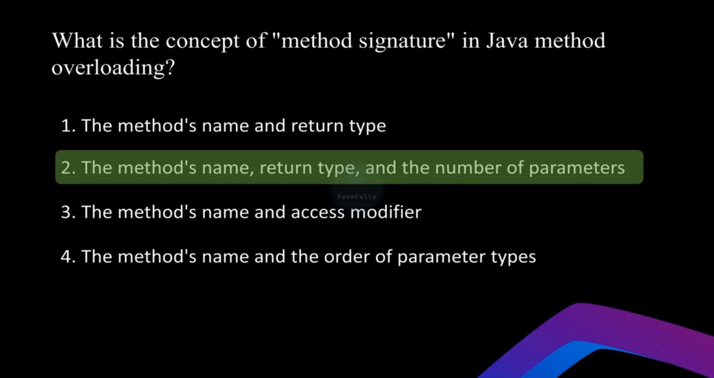Option 3 is incorrect because access modifier is not considered part of method signature. Option 4 is incorrect because the order of parameter type is important but it is just one aspect of number and types of parameters. So option 2 is correct.